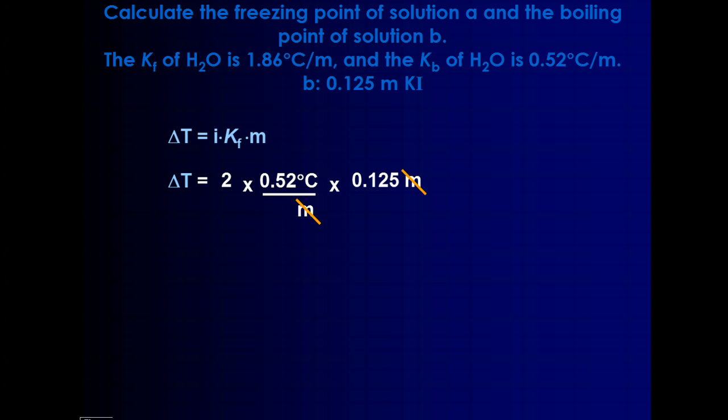The molalities cancel out, and we multiply across, and we get that the temperature did not change substantially. It only went up 0.13 degrees Celsius. Water boils at 100 degrees Celsius, so bumping it up 0.13 would give you a new boiling point of 100.13 degrees Celsius. If you need to pause, please do so now.